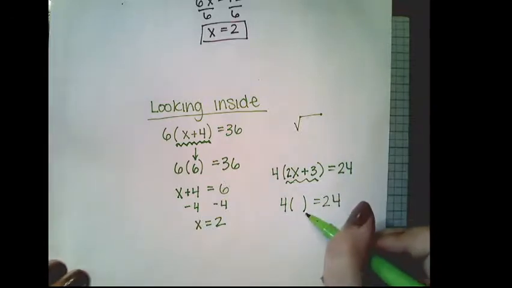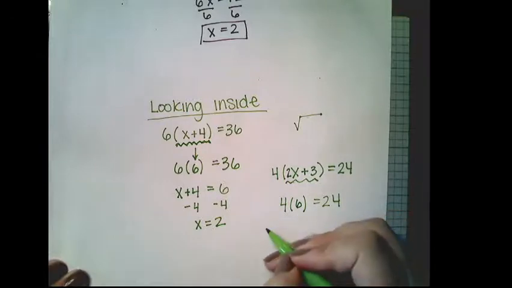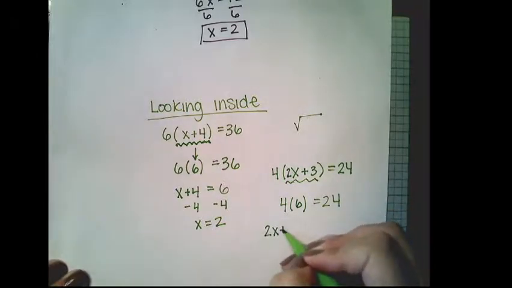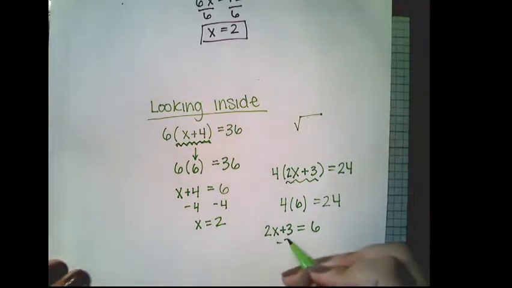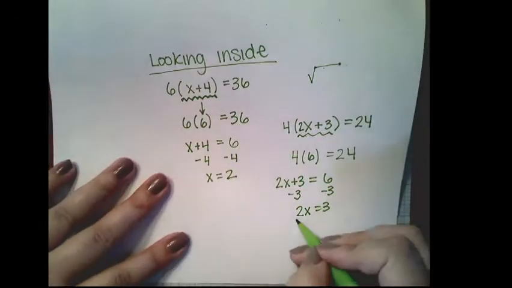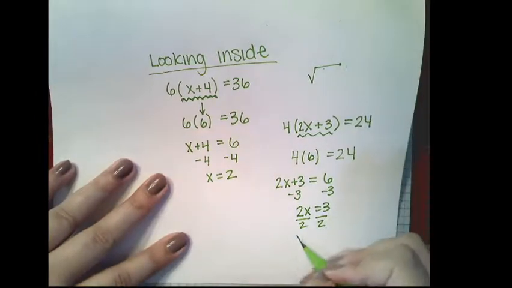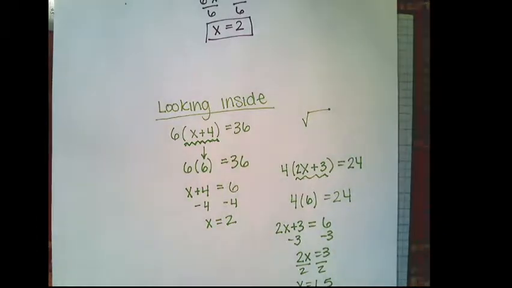4 times what is 24? Well, 4 times 6. So that must mean that 2x plus 3, because that's what's inside the parenthesis, has to equal 6. And then we just solve for x. And divide. Just like that. So your homework is going to look pretty familiar if you did yesterday's homework.